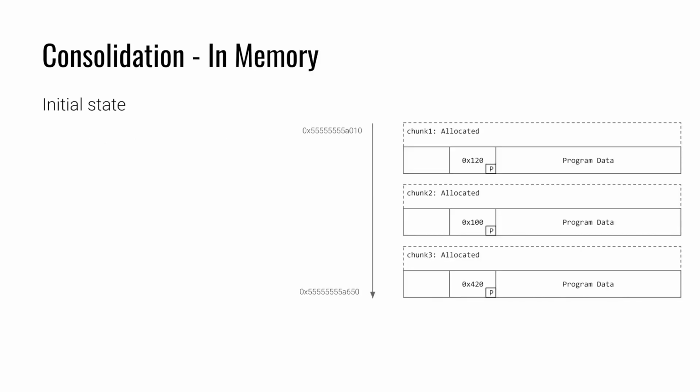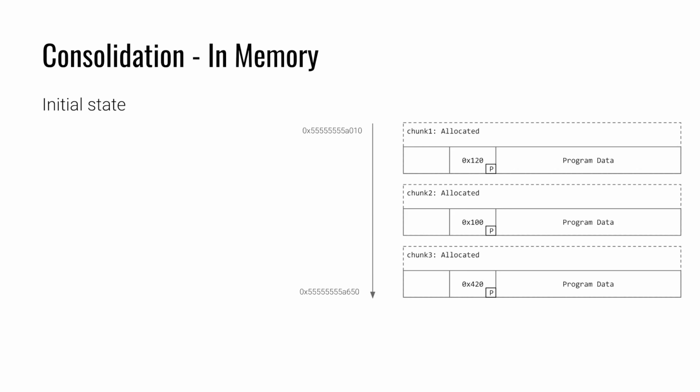So let's take this as an example here. I have 3 chunks as an initial state, chunk 1, 2, and 3. All 3 of these chunks are allocated. Now, chunk 3 has its P bit set because chunk 2 is allocated. Chunk 2 has its P bit set because chunk 1 is allocated. Chunk 1 has its P bit set because, I don't have it in this example, but there would be some chunk 0 behind chunk 1, which is currently allocated.